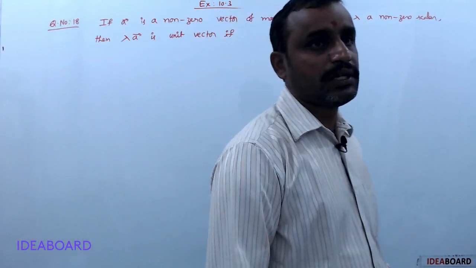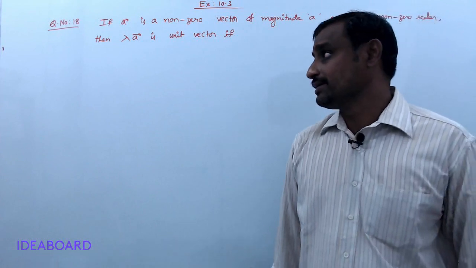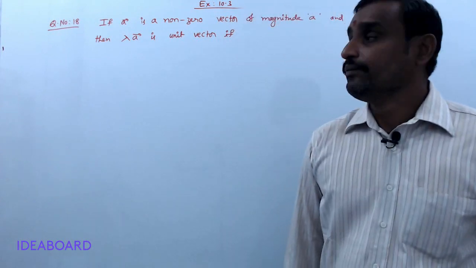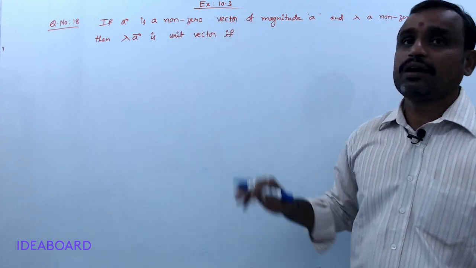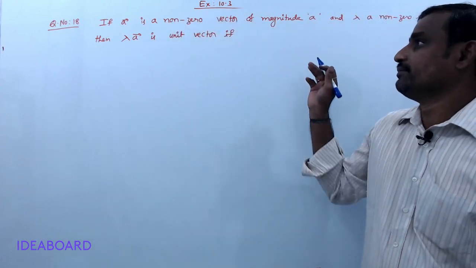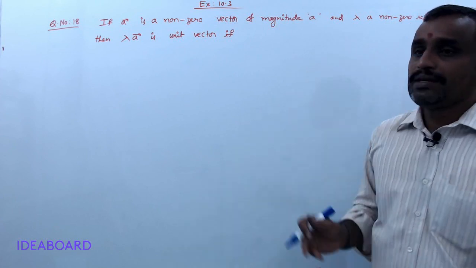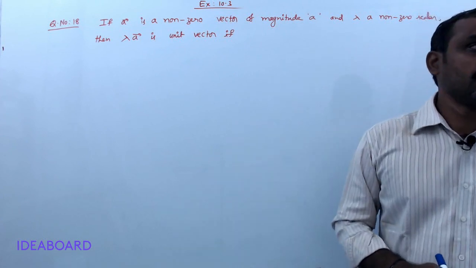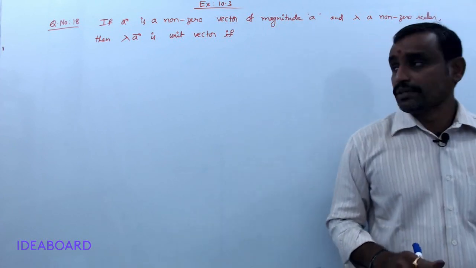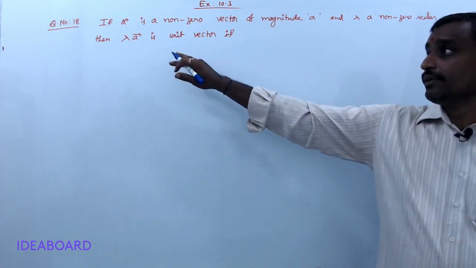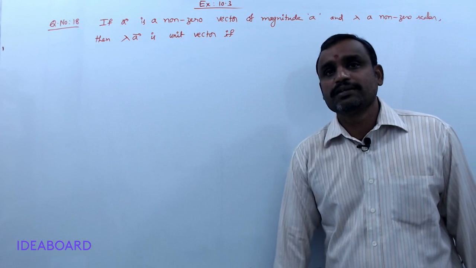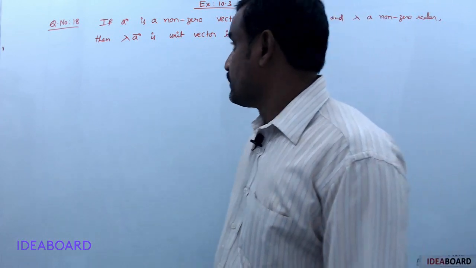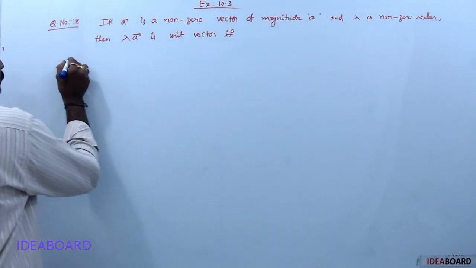Now last question in this exercise. Question number 18. If A bar is a non-zero vector of magnitude A and lambda is a non-zero scalar, then lambda A bar is a unit vector if, when is it possible? Now solution.